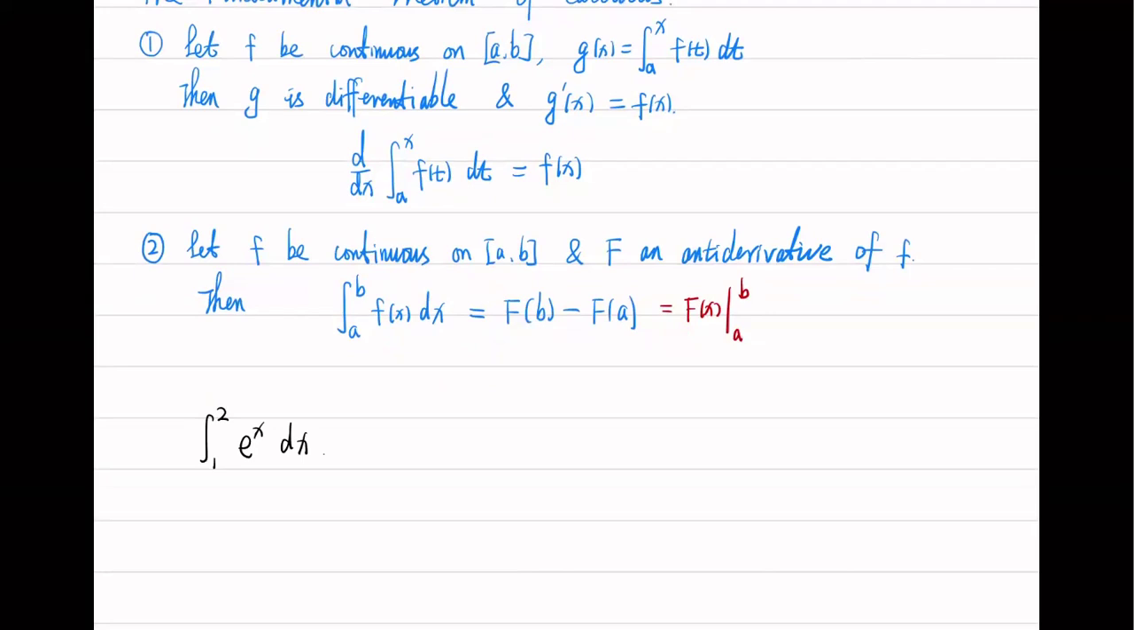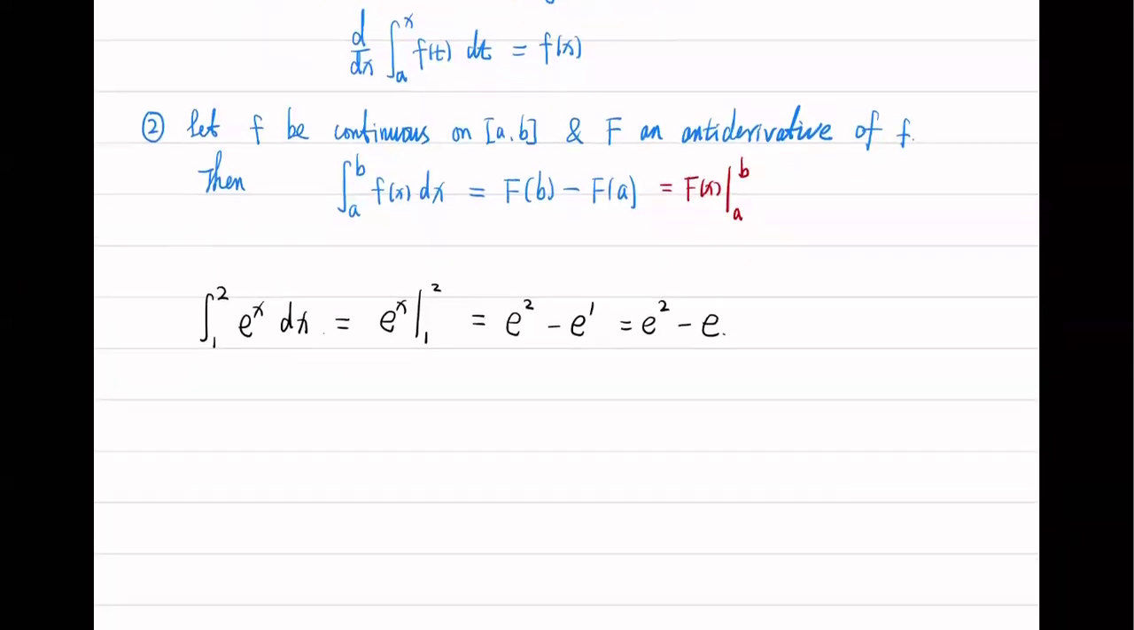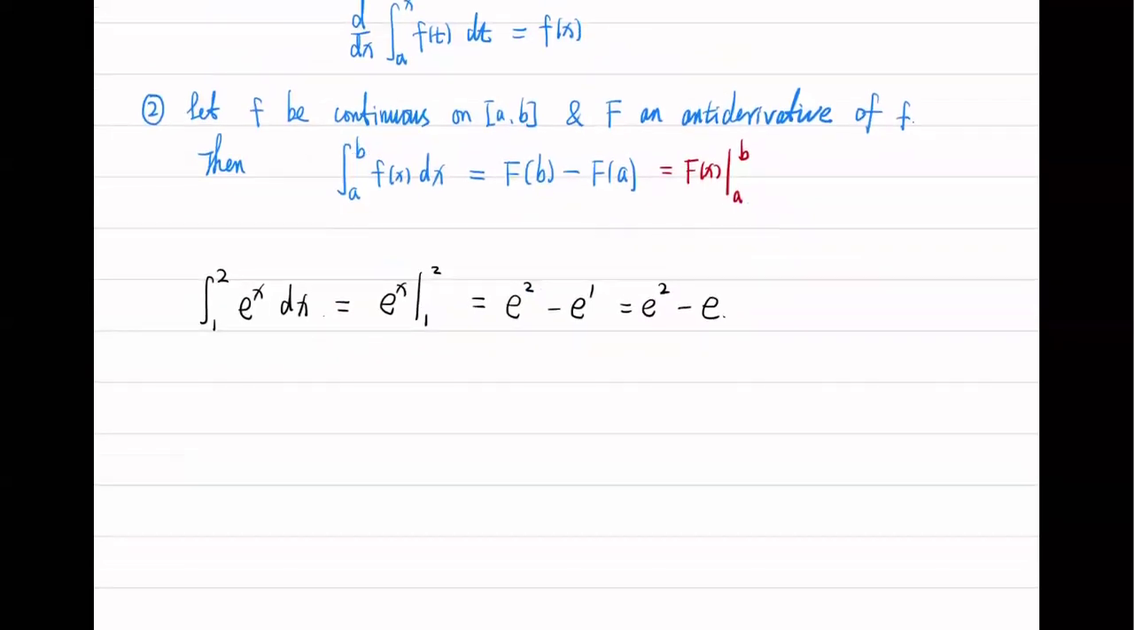Without the theorem, we have to use the definition. We make a partition, have approximate areas, add them, then we take a limit. And now with the theorem, we just need to find an antiderivative. And for this one, we know what the antiderivative is. So e to the x will be the difference. So finding this integral becomes easy if we can find an antiderivative.